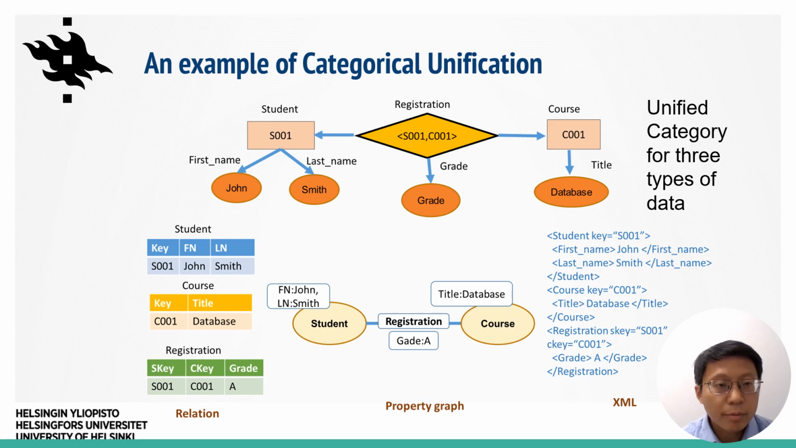In the example of the student and the course examples, assume that we have three different data sets, which include the relation tables, property graph, and the XML file. Those three different data sets can be unified as a category. In these examples, each object is a set which includes different values. For example, the student set includes the student ID, which has the first name and last name, which are two functions.